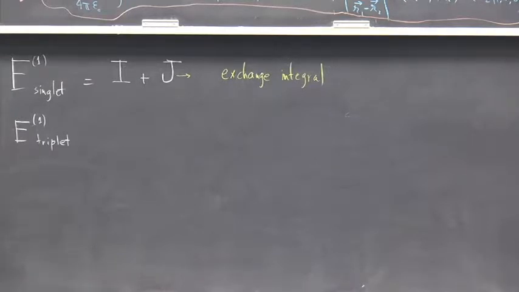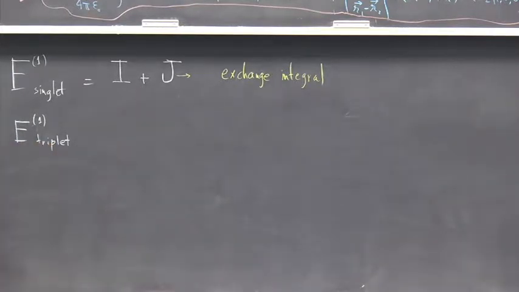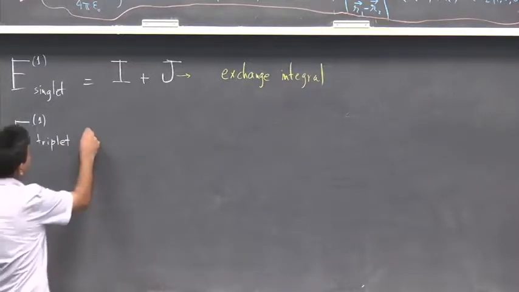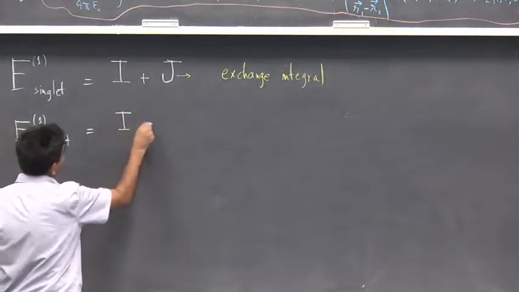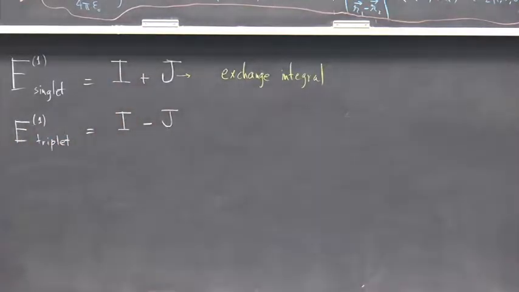Right? And when you perform all of this calculation, the only thing that changes is this particular sign. Everything else remains the same. So you get I minus J. So now the singlet and the triplet have different energies, even though the singlet and triplet never appeared in the calculation for the energy correction. But they have different energies.